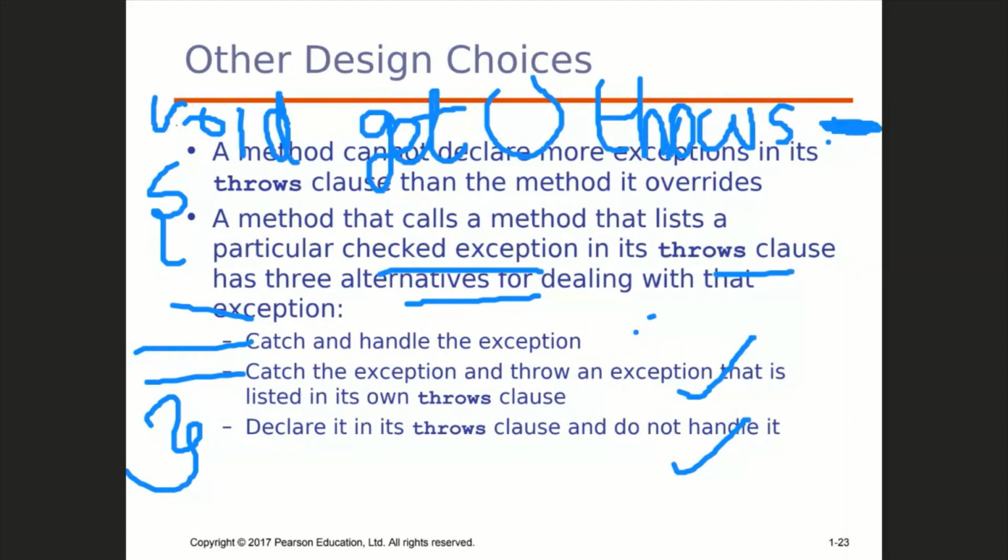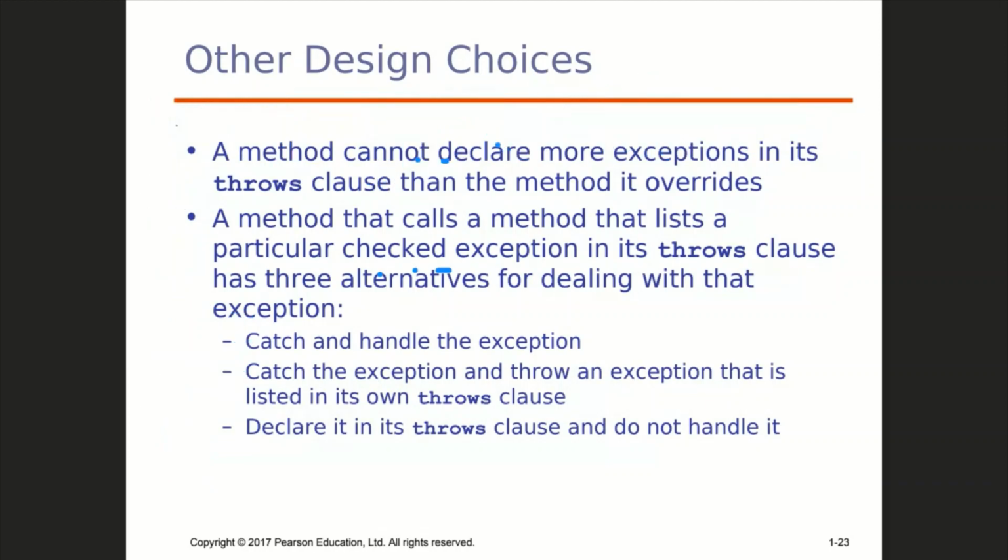What are they? They are listed here. First, catch and handle the exception using the try catch block. Second, catch the exception but throw an exception that is listed in its own throws clause. Either you catch it but you're not handling it, you throw it. Catch and then throw it. This is what we discussed already: you catch an exception using the catch block, but the catch block can throw an exception. This is what we call rethrowing an exception.